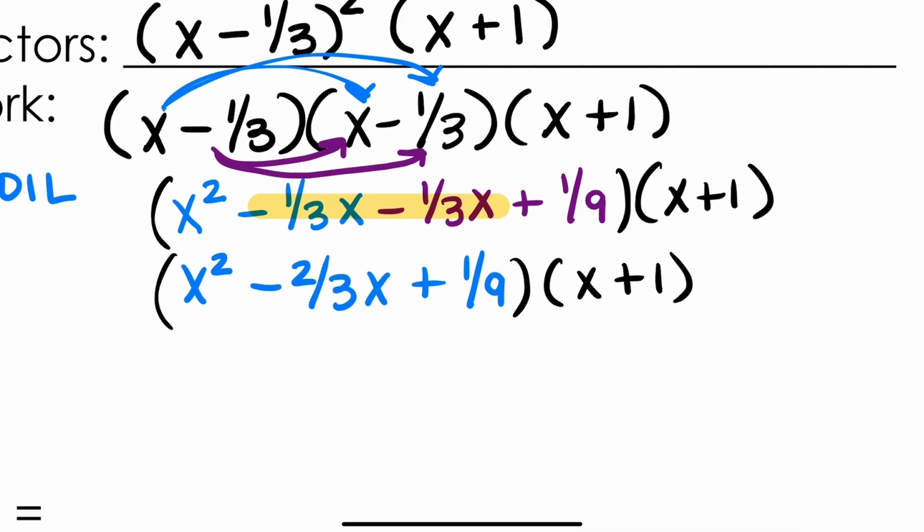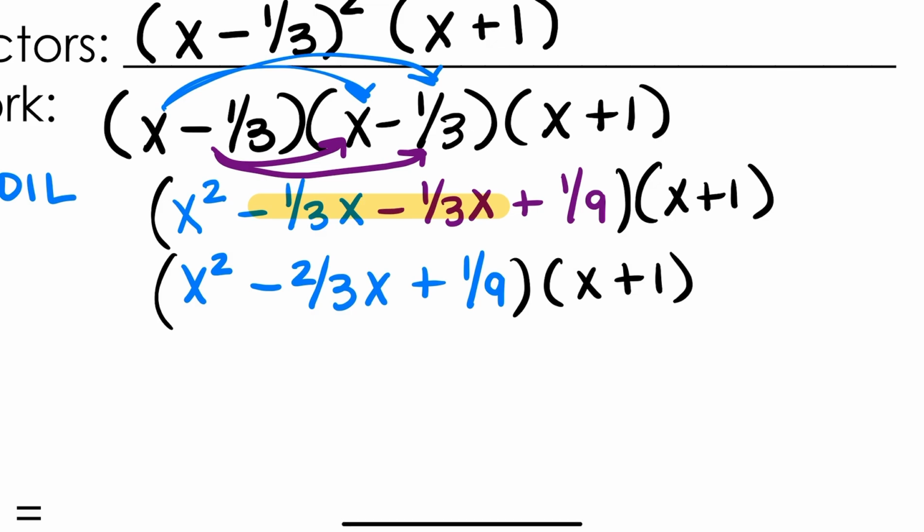We're distributing again, so we're going to do x to the second power times both of these, one at a time. Then negative 2/3 x times both of these, one at a time. And then 1/9 times both of these, one at a time.